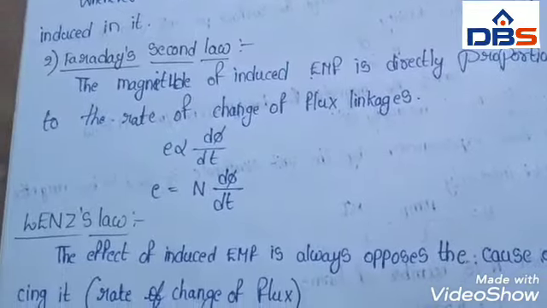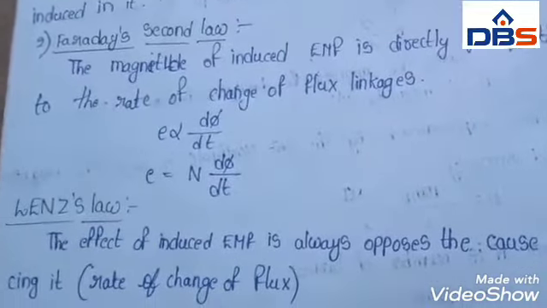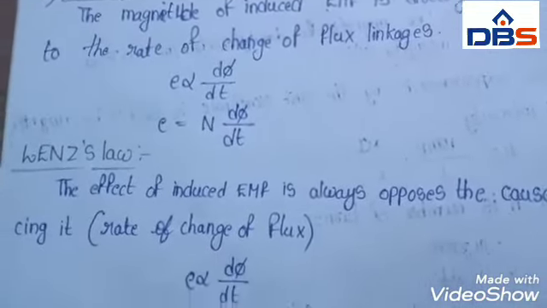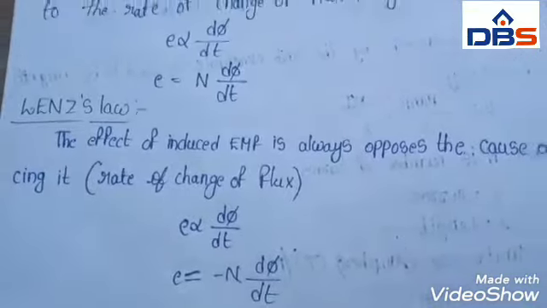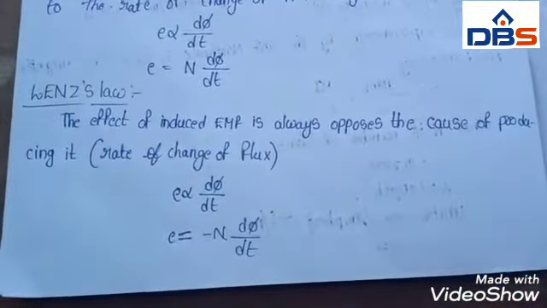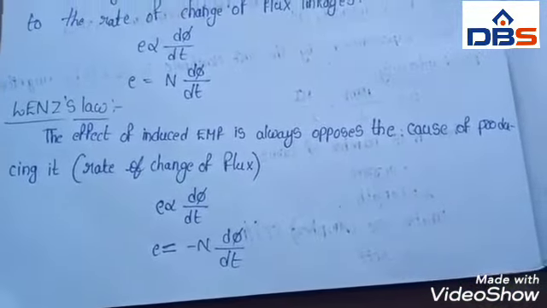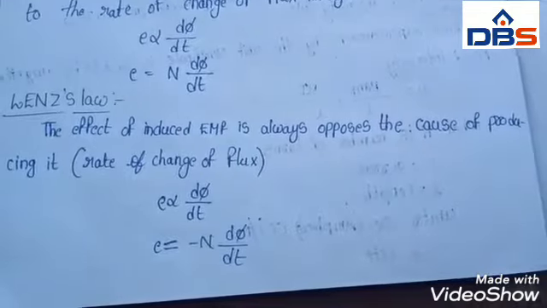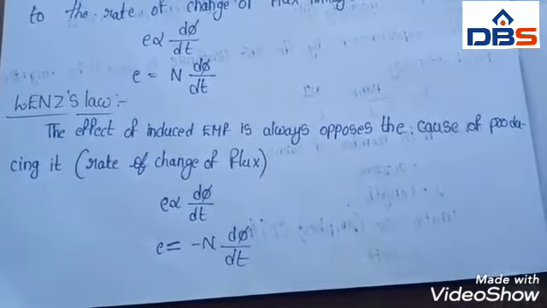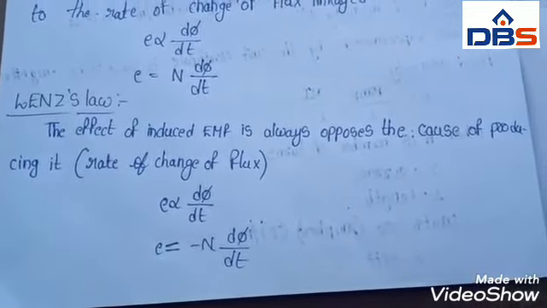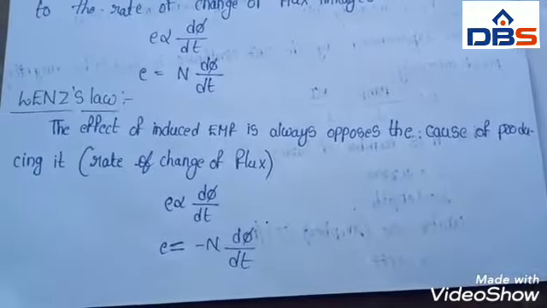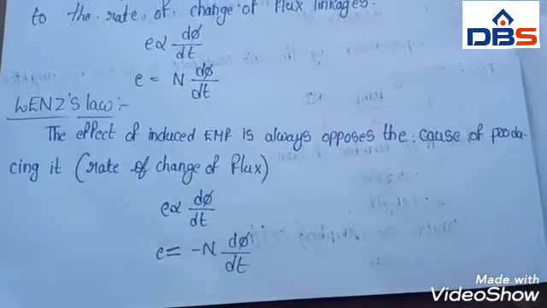And the next law is Lenz's law. The induced EMF always opposes the applied voltage, that is, the rate of change of flux. E is proportional to d phi by dt, but since it is always opposite, E is equal to minus N d phi by dt. Here the minus sign indicates Lenz's law.